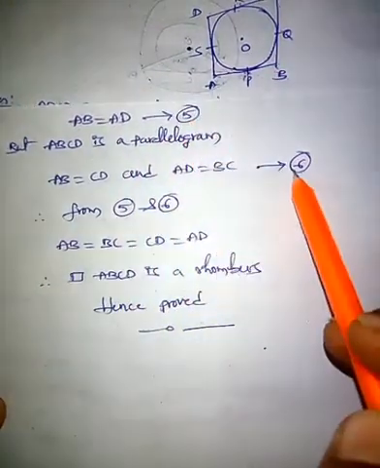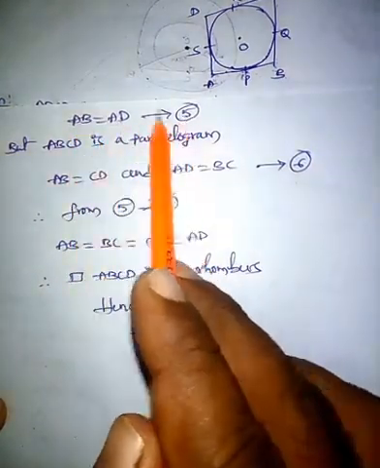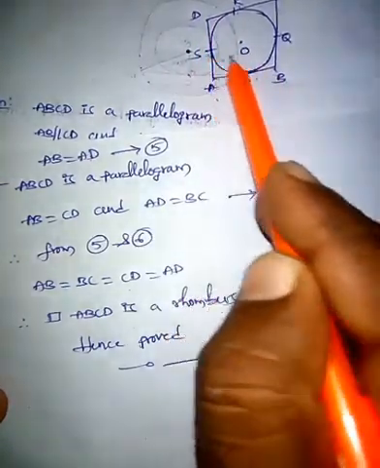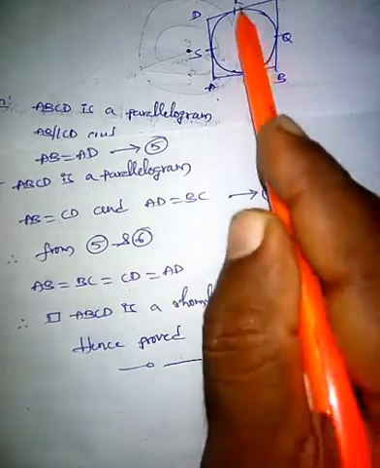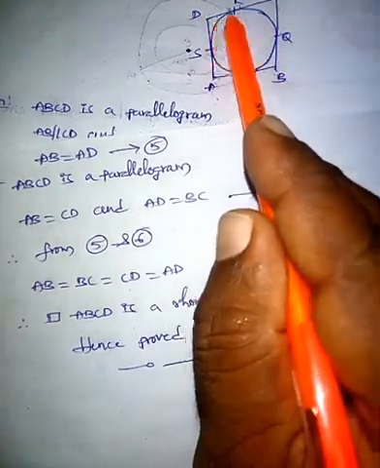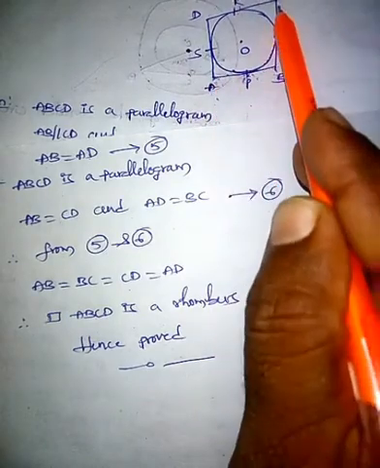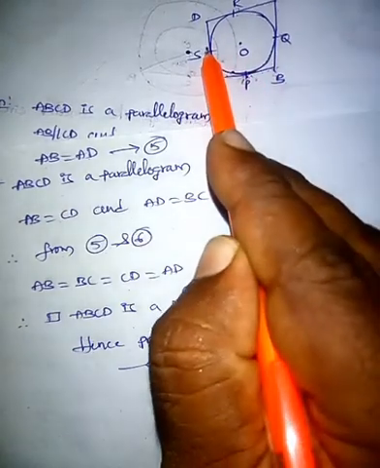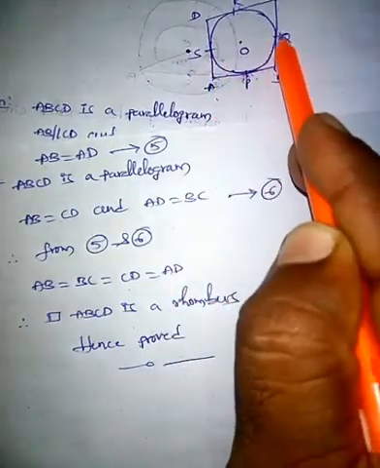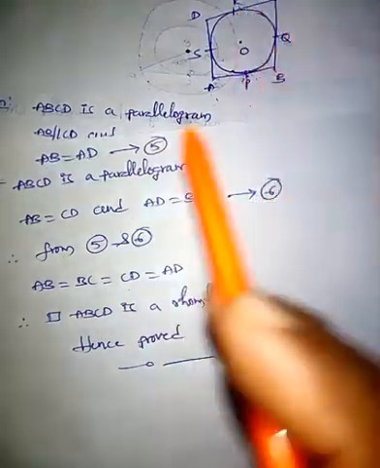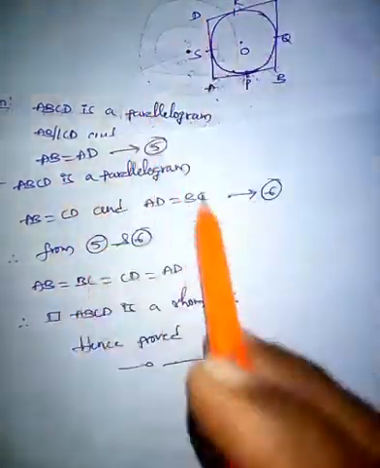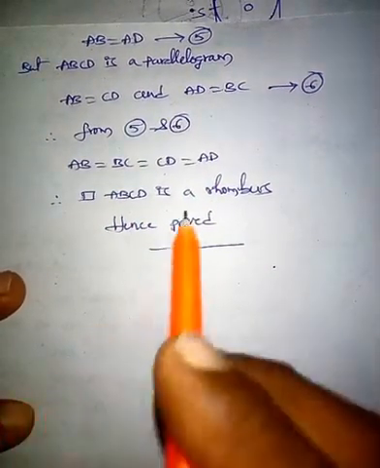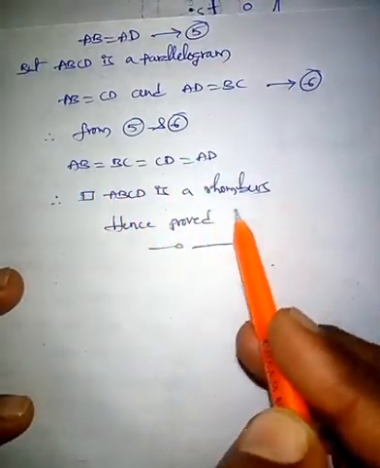From equation 5 and equation 6, in equation 5 AB equal to AD. AB and AD are adjacent sides. But according to the definition of a parallelogram, opposite sides are equal. AB is parallel and equal to DC and AD is equal to BC. But here AB equal to DC. That's why AB equal to AD and AD equal to BC and BC equal to DC. Okay. From equation 5 and 6, all the four sides are equal. And you know that if four sides are equal, then it will be a rhombus. That's why ABCD is a rhombus, hence proved.